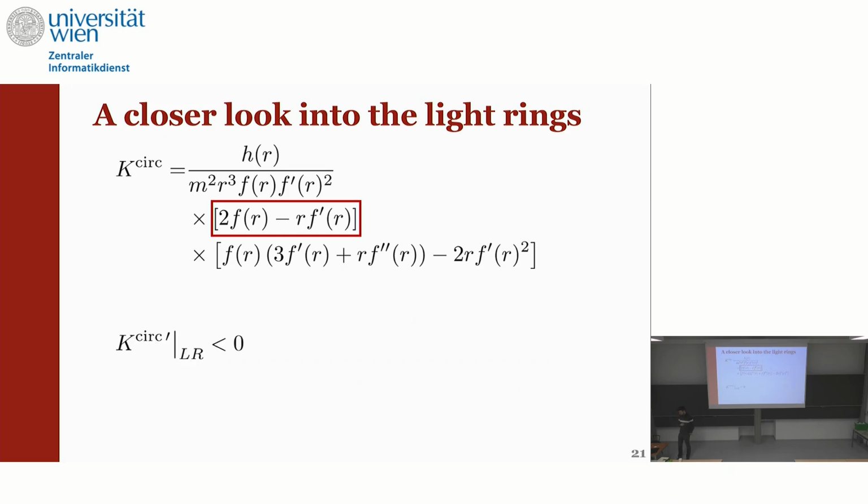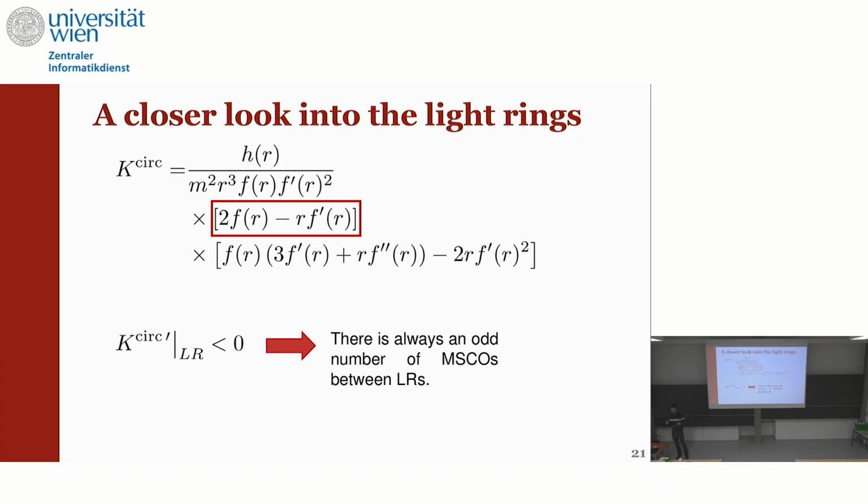But first we'll have a closer look at the light rings and see that the derivative at the light ring of this quantity will always be negative. So there will always be an odd number of marginally stable circular orbits between light rings. Well, which is to be expected, right?